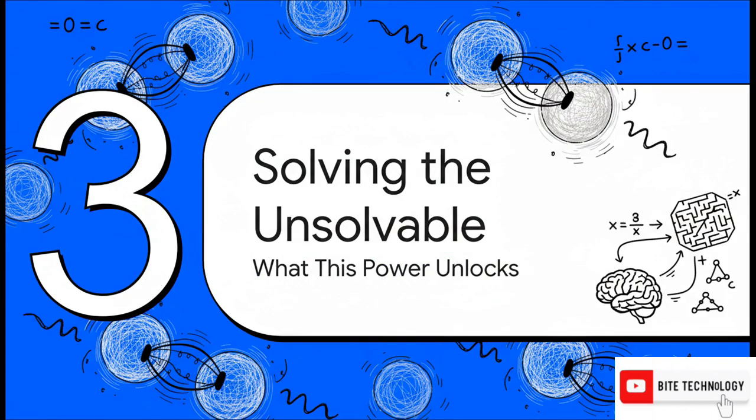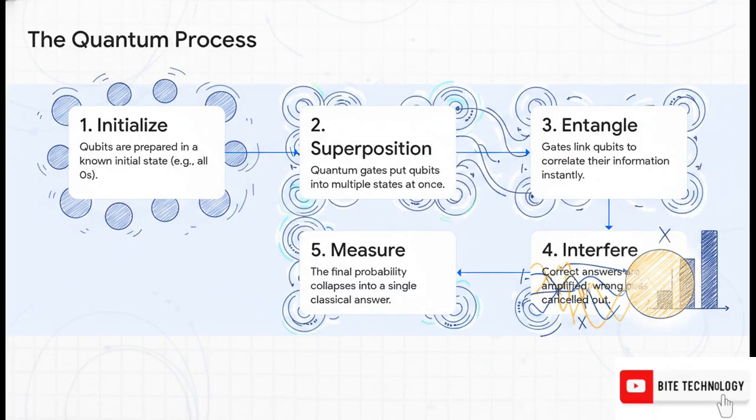All right, quick recap. We've got qubits that can be both 0 and 1 at the same time. That's superposition. And we've got qubits that are mysteriously linked. That's entanglement. But so what? Right? What's the point of all this weirdness? How do we actually use it to solve the kinds of problems that make even our biggest supercomputers just give up? Well, here's the basic recipe for a quantum calculation.